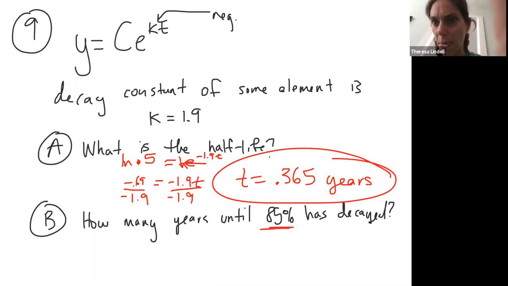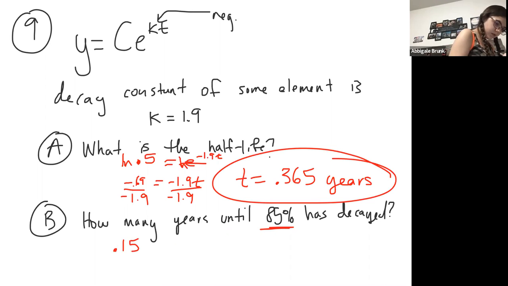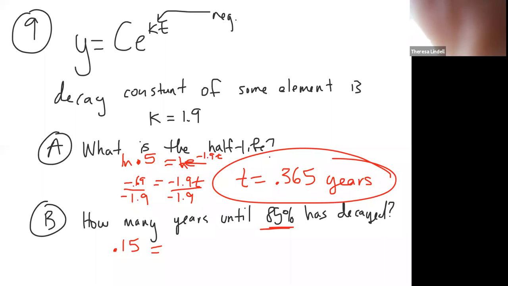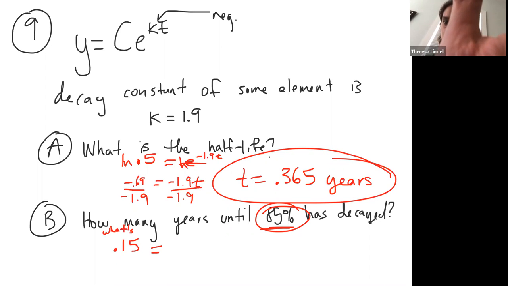Everybody feeling good about that? And then on part B, basically just make sure, I phrased this just so that no one gets tricked about it. If it said how many years until 85% is left, then use the 85% there. But if it says till 85% is decayed, always put what's left in your equation. So half-life's nice because if half of it's gone, half of it's still there. You can't mess up half-life.